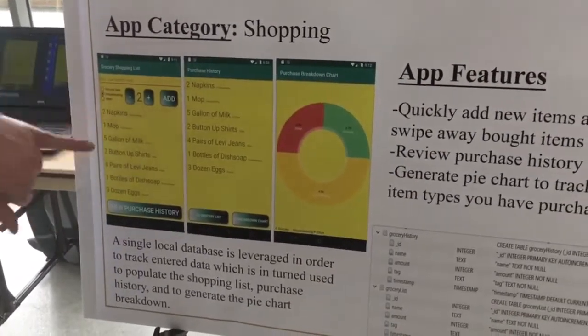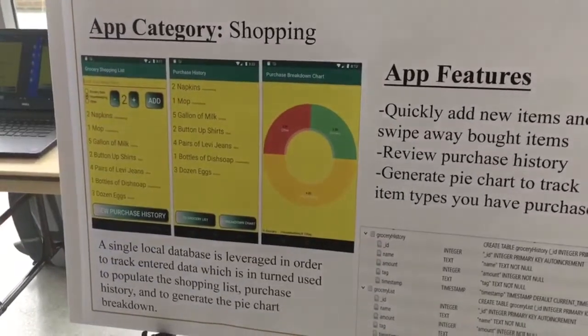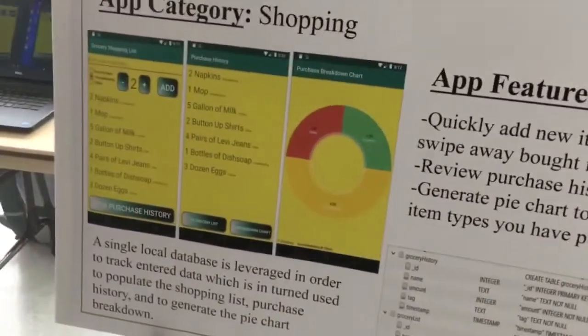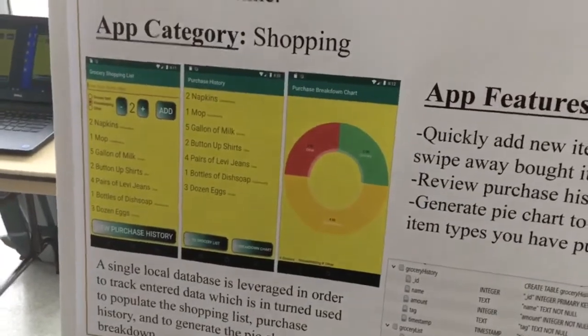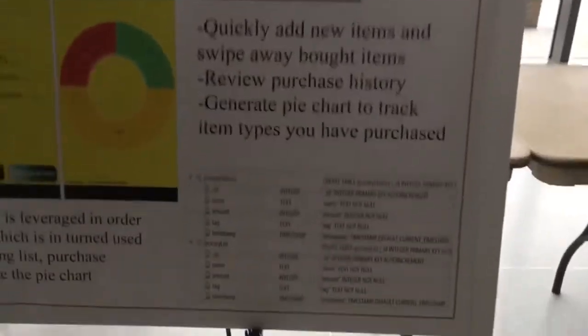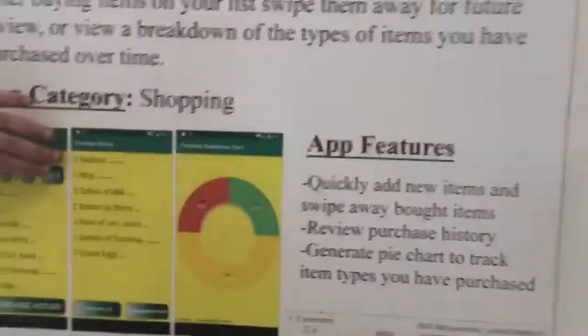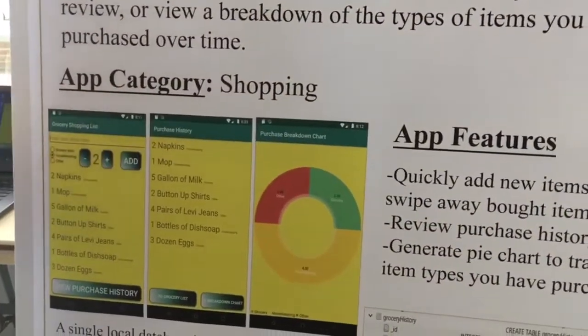As you purchase items, you can swipe them away off the left. It'll put them over into your purchase history list. So when you swipe it, it will delete them. Correct. Okay. It deletes out of the first database. You can see the 2 tables inside of my database here. It puts it into the second database, which is grocery history, and it appears on here in the order in which you purchased them. Okay.